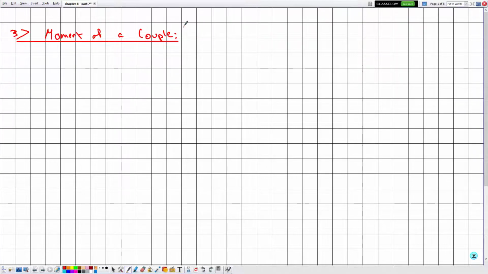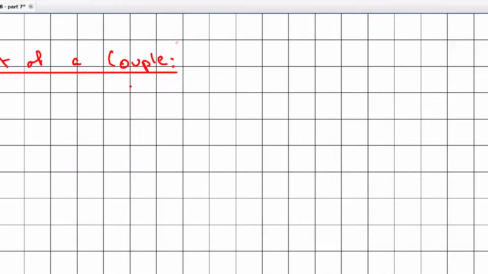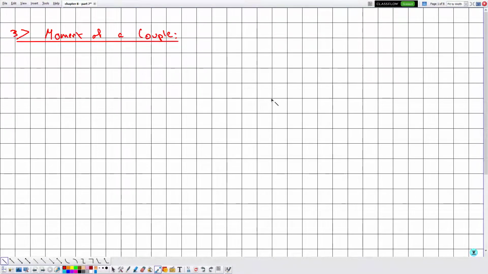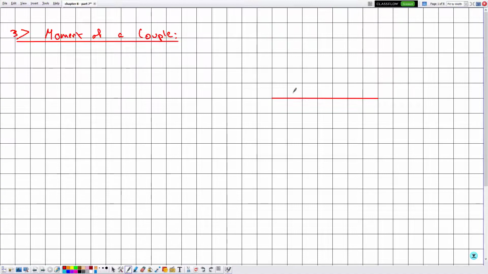Now here by couple it means a pair. So it is two things at the same time. Now let me here consider a rod of extremities A and B, and let me suppose that this is the positive direction.